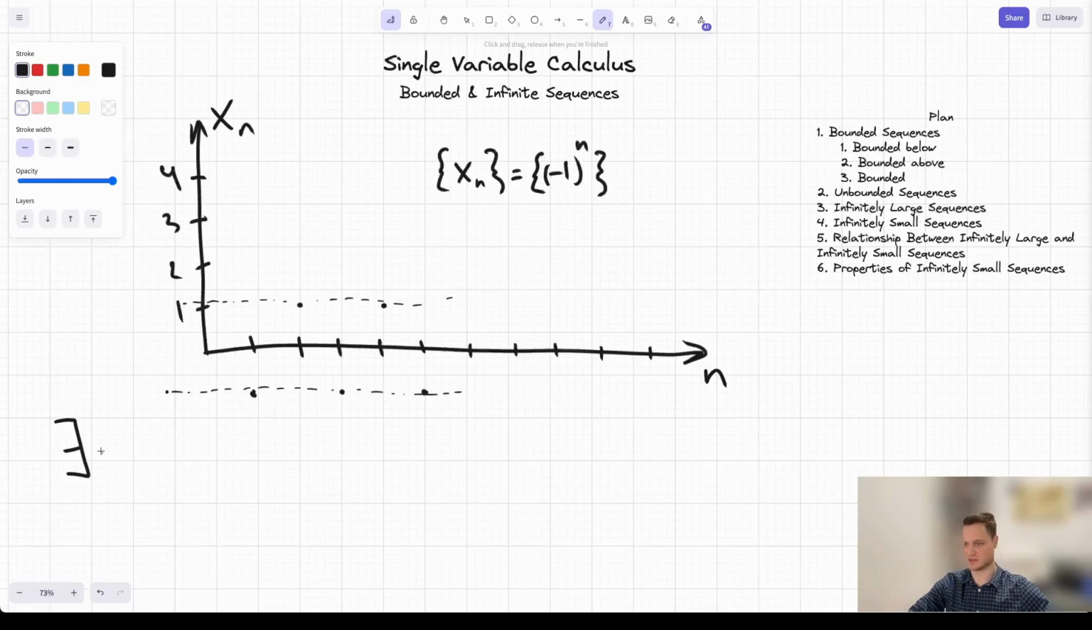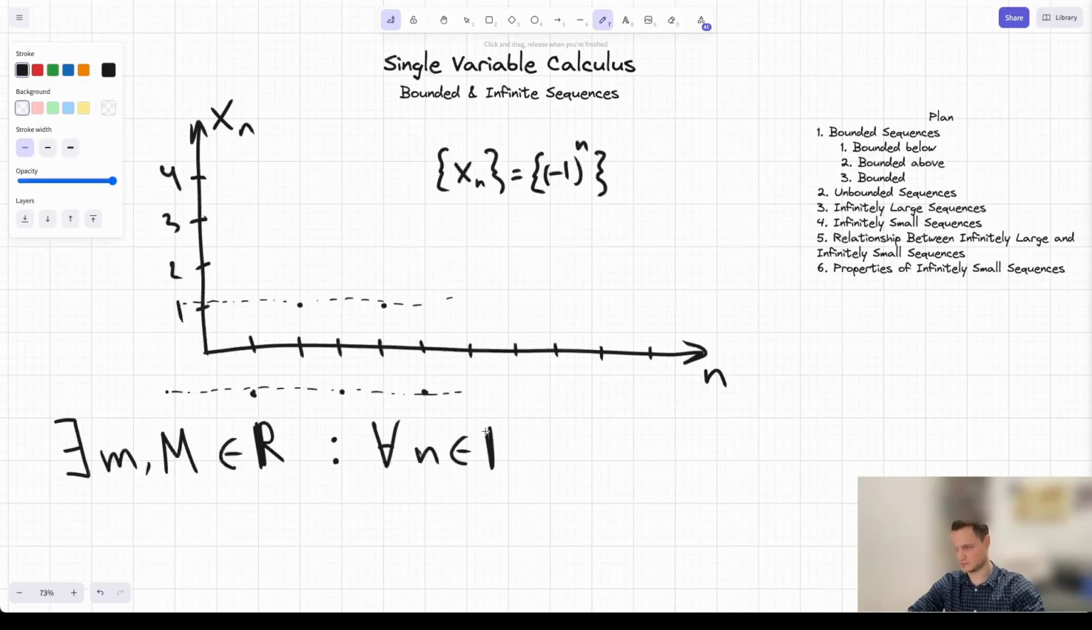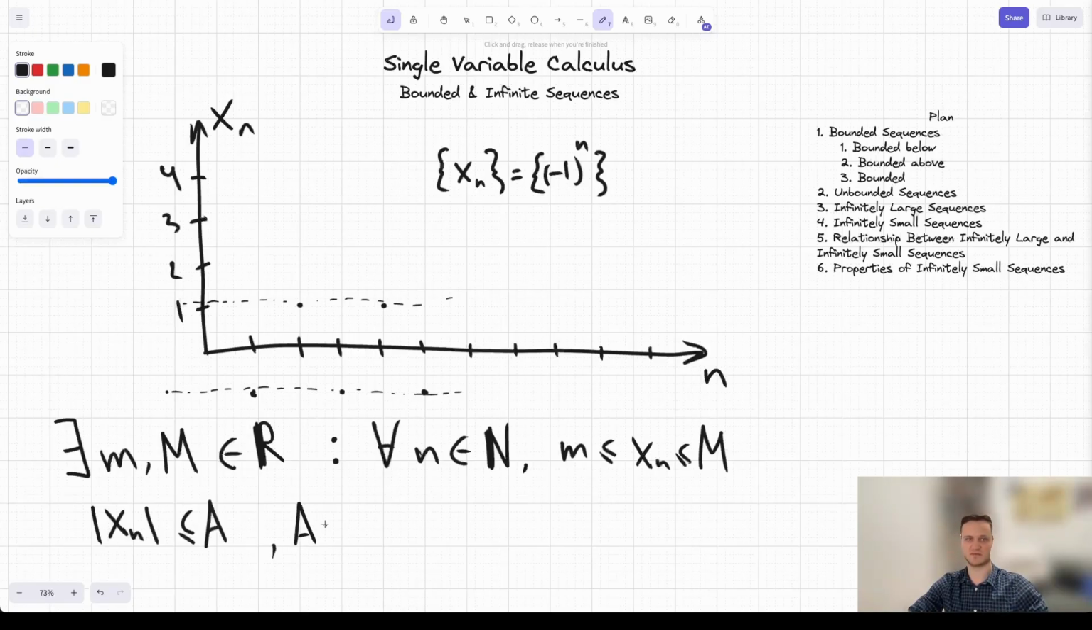The mathematical notation is similar, but now there exist two numbers, m and M large. They are real numbers, such that for every natural index, which is a natural number, the following inequality holds. x_n is within this interval. We can also express this in a bit different way using the absolute value. So the absolute value of x_n will be less or equal than A, where A is the maximum value of the absolute values of m and M large.